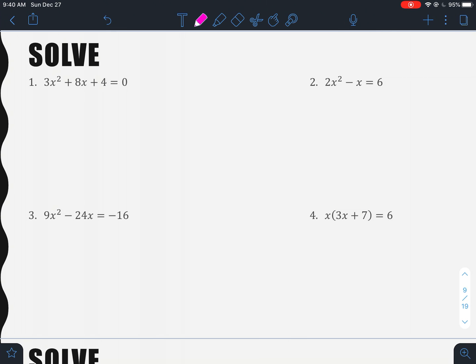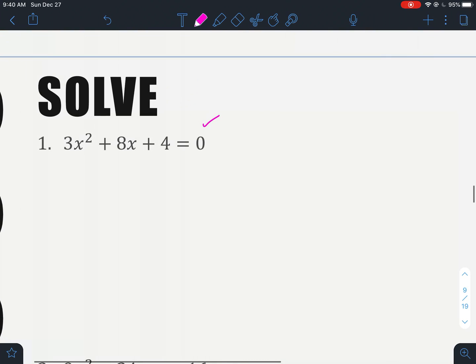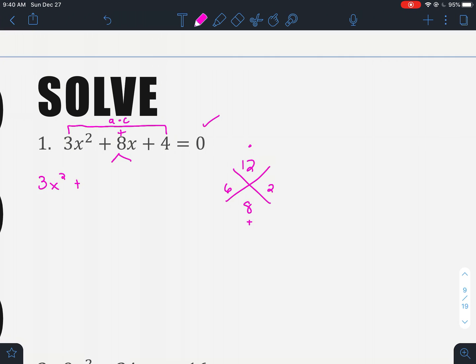All right, let's look at some that are a little bit different. So 3x squared plus 8x plus 4 is equal to 0. Step 1 is good. It's equal to 0. But now it's an ax squared plus bx plus c problem. So remember on this, you take the a term times the c term first. And so we have two numbers that when I multiply them, I get 12, and when I add them, I get 8. So what multiplies to 12 and adds to 8? That would be 6 and 2.